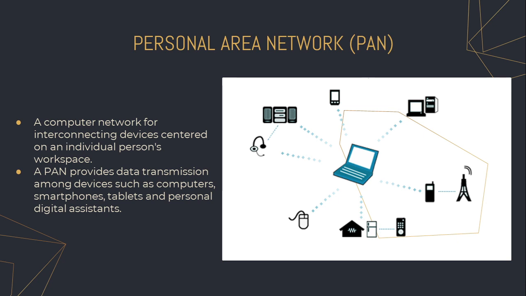It has capabilities like sending a document to the printer in the office while you are just sitting with your laptop. You can upload a photo from your cell phone to the desktop or computer, and you can also watch movies and online streaming services on your TV. So basically, a personal area network provides data transmission among devices such as computers, smartphones, tablets, and personal digital assistants.